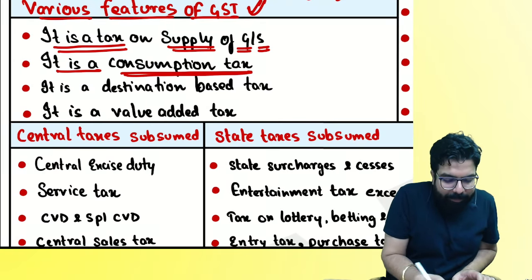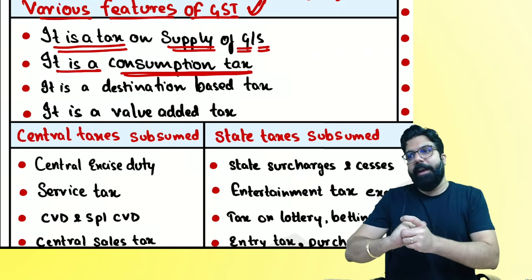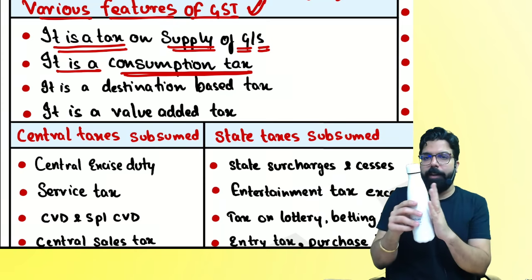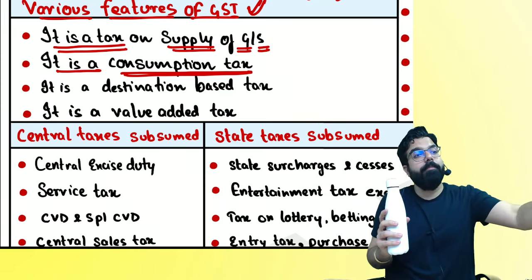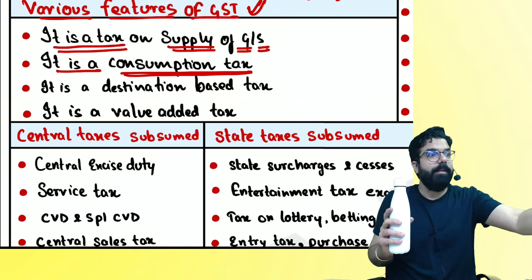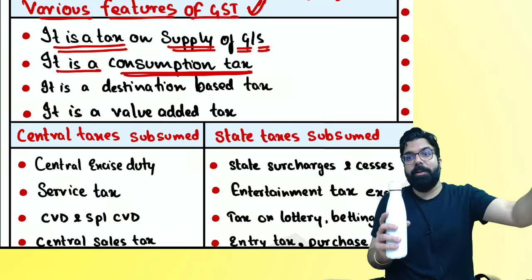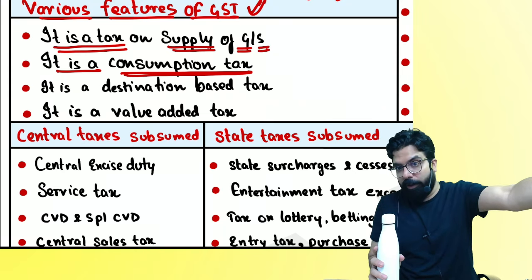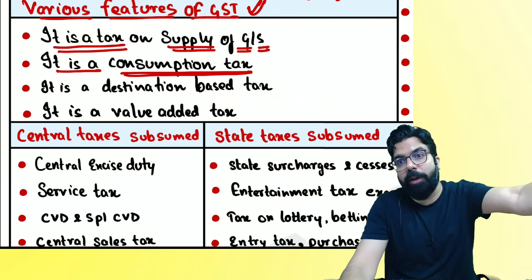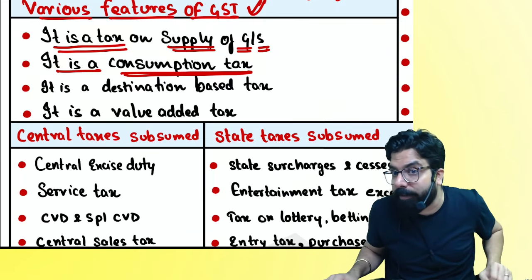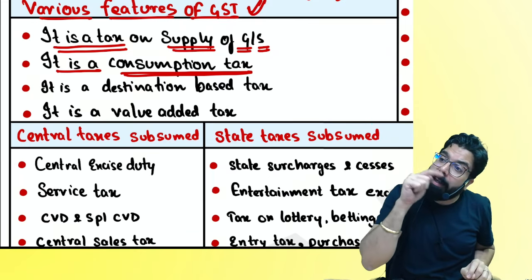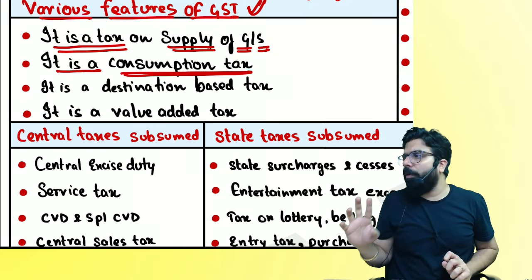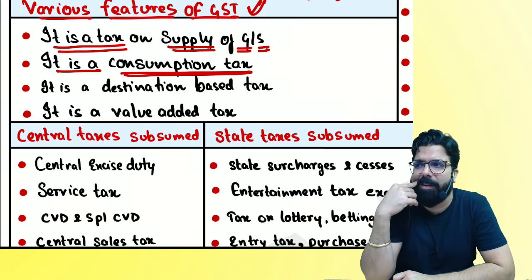What do you mean by it's a consumption tax? Very, very important. Listen to me very carefully. I went ahead and I am going to sell this bottle. Supposing, madam, your name? Tanushree. I sold the bottle to Tanushree. Now, when I am selling the bottle to Tanushree, who will bear the burden of the tax? It means ultimately the burden of tax is shifted to whom? The ultimate consumer. Are we clear, everyone? How does the burden get shifted? Can you tell me?